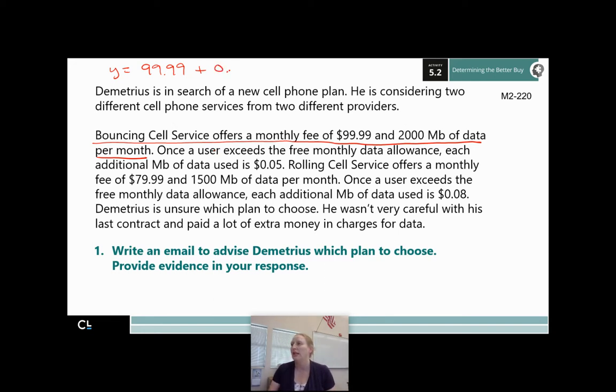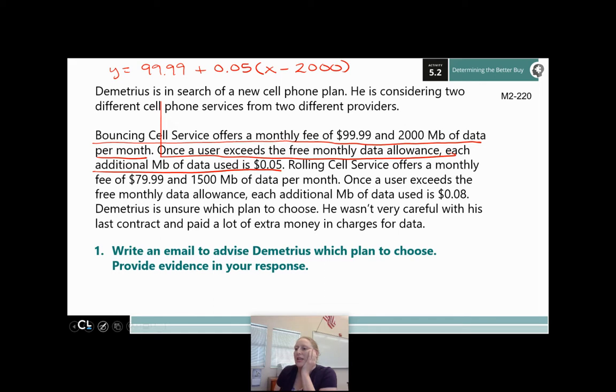So here's what this is going to look like. I'm going to do 0.05 times, and 2,000 is okay. So we're going to say that we're okay unless we go over that. So I'm going to say x minus 2,000. Because if I get to 2,000, I'm okay. It's not going to cost me extra. But if I go over that 2,000, this is not good. So there we go. So there is Bouncing Cell Service.